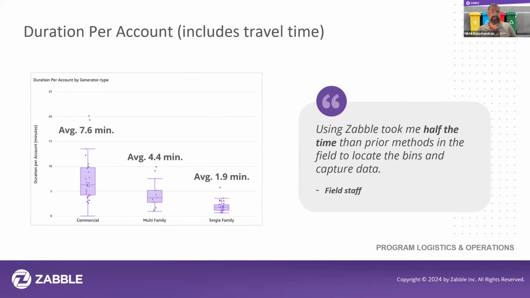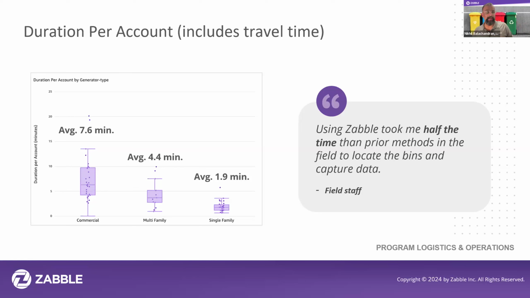Another area where we wanted to set some benchmarks was how long it took the field staff to do the lid flips. We heard earlier in the presentation about 90 accounts in a couple hours, but what exactly is that number? We have this intuition, or we know for a fact, that single family takes less time than multifamily. But how much longer is multifamily or commercial?